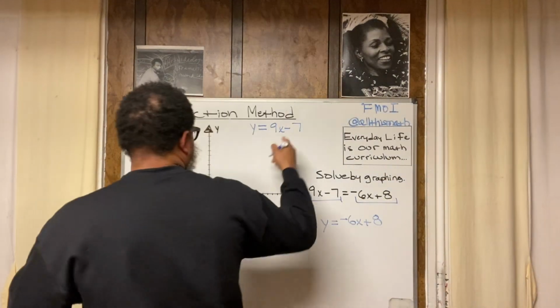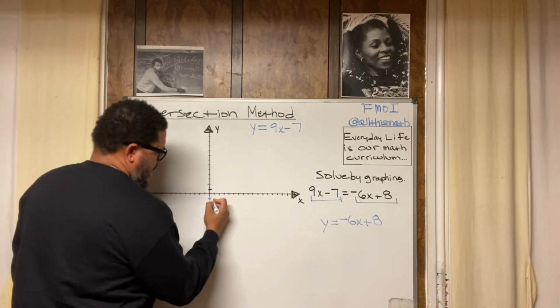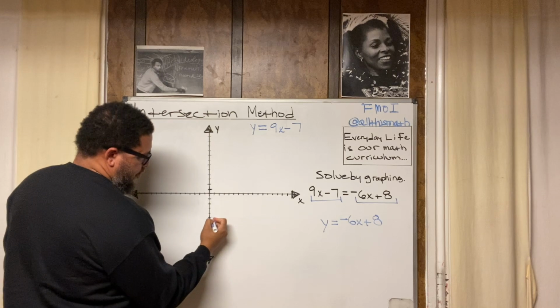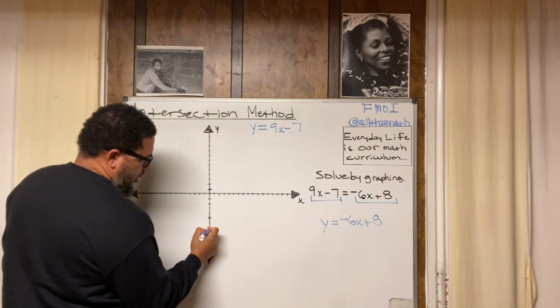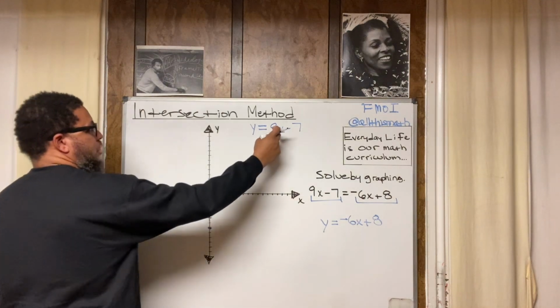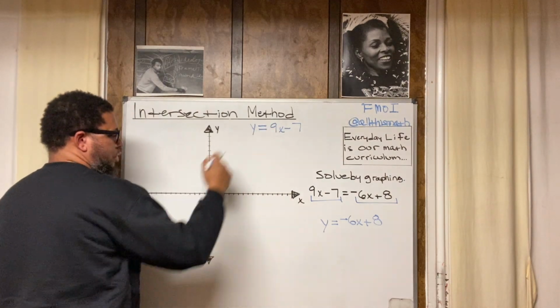So I'm gonna find negative 7. So I go here. This is 0. -1, -2, -3, -4, -5, -6, -7. I draw my point right there. That's -7. What's my slope? My slope is +9.